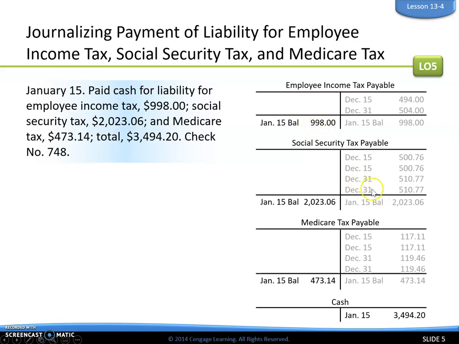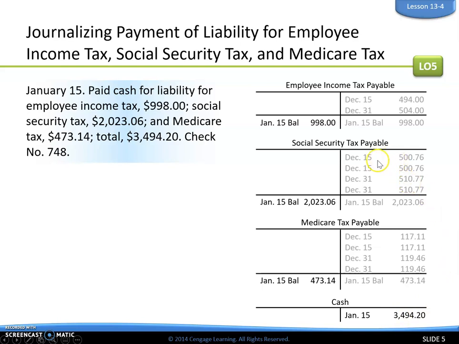Same thing with Social Security. Here's our balance. Here's what we're going to debit that account to pay that off. Here's our Medicare balance. We are going to debit that to pay that off. Since we are debiting those 3 accounts, we're going to credit cash for the total amount.